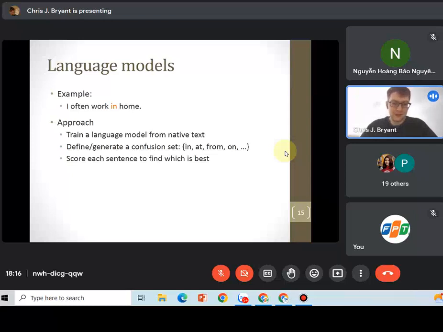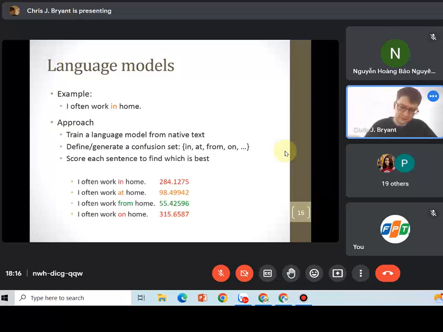Then for prepositions, we'll define or generate a confusion set. In this case, we might just say, here is a list of 5, 10, whatever prepositions. Then we try each one in the context, score it with the language model, and get a score. In this case, the lower score is better. That's how this metric works.